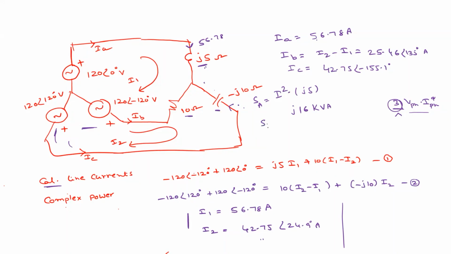So what is the power of SB, the B phase power? In B phase you have this resistive load, right? So how much current is flowing in this B phase? This is the one. So what is its magnitude? 25.46 squared into 10. Agree? How much is it?